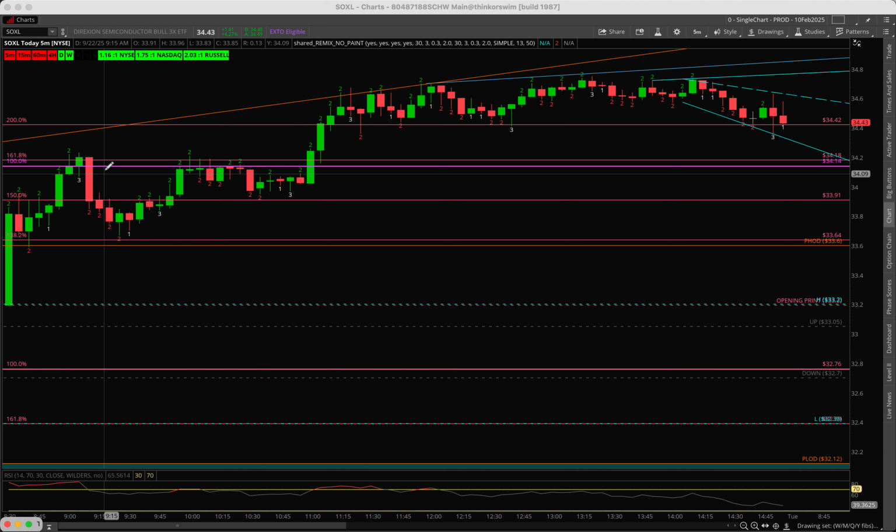You see the level that we're running into is last week's high, this 34.14, this purple line. And then we have the fib extensions here, the 161.8 fib extension. This is from the September 17th gap and go, so last Thursday's gap and go. This is the 161.8 fib extension. So by this time, you're about an hour and a half into the market.